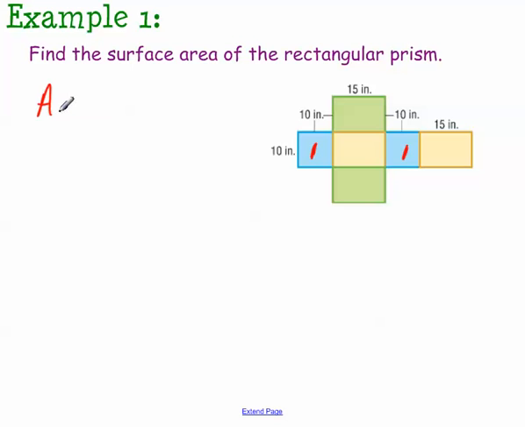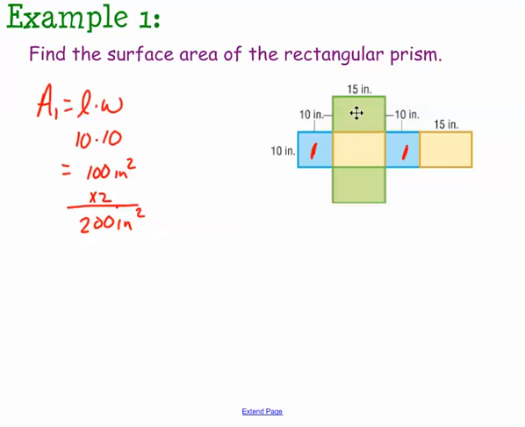I'm going to call this the area of the first figure. Again, it's length times width because we're looking at a rectangle. So it's 10 times 10, which gives me 100 square inches. But because there are two of them, I'm going to have to multiply that by 2, because I'm looking at the area of this one and this one. This one is 100 and this one is 100, so altogether that's 200 square inches.